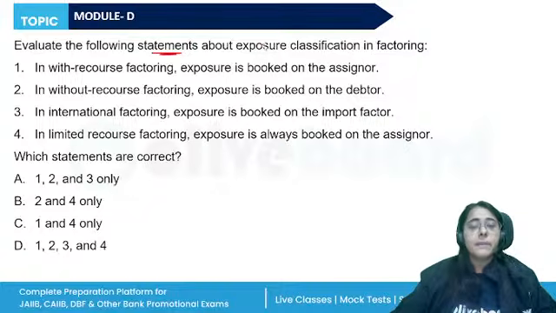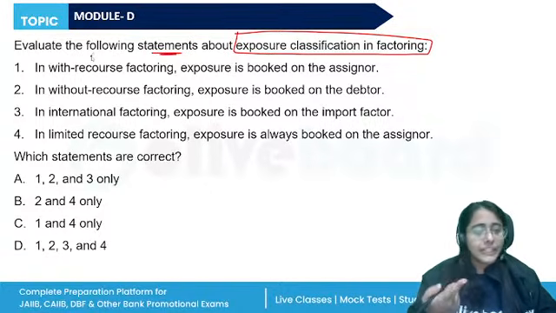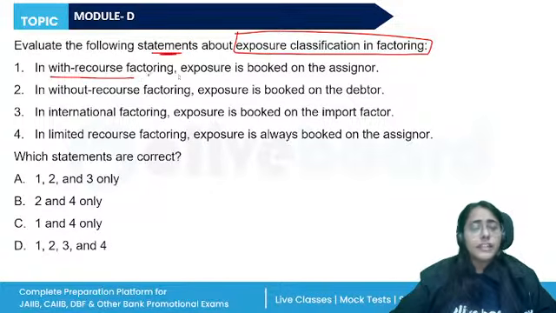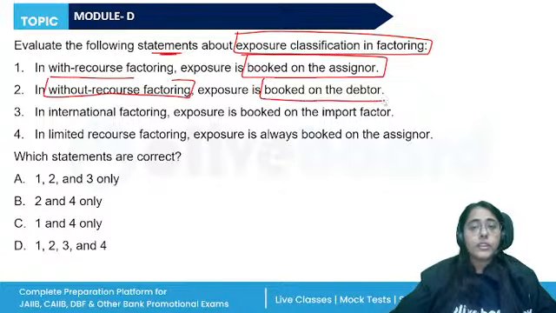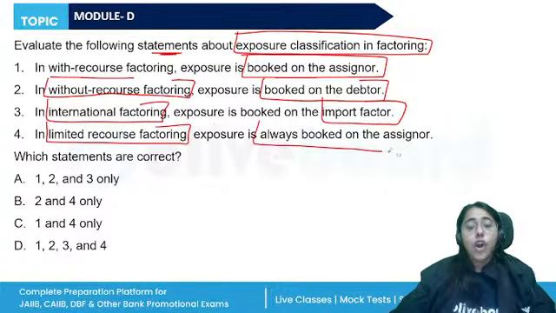Evaluate the following statements about exposure classification in factoring. There are three types: with recourse, without recourse, and limited recourse. International factoring is also there. With recourse factoring, exposure is booked on the assigner. In without recourse factoring, exposure is booked on the debtor. In international factoring, exposure is booked on the import factor. In limited recourse factoring, exposure is always booked on the assigner.